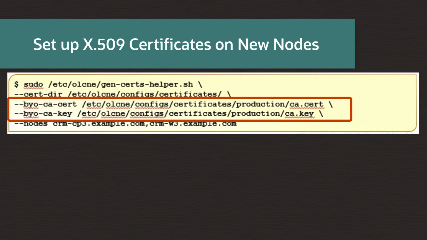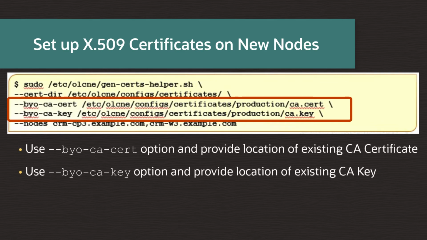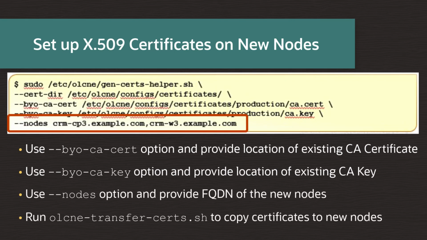Use the Bring Your Own or BYO options to specify the location of the existing CA certificate and to specify the location of the existing CA key. For the nodes option, provide the fully qualified domain name of the new nodes. A transfer script is created that you can run to copy the certificates to the new nodes. The transfer script does require SSH passwordless access to the nodes.